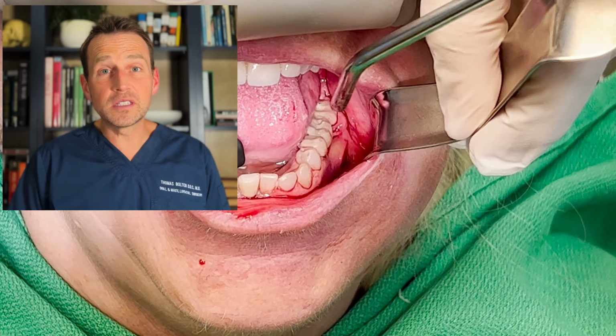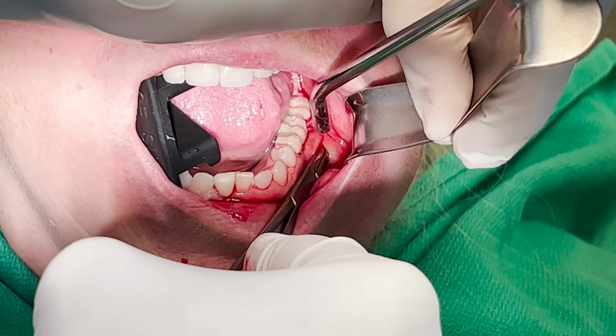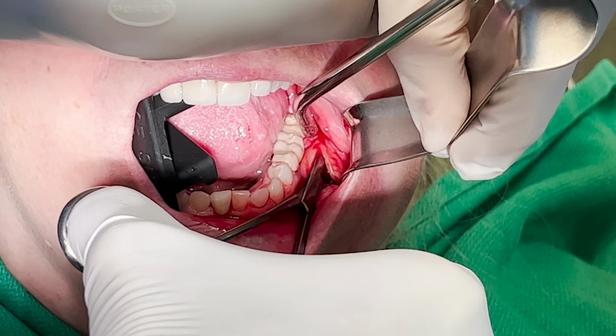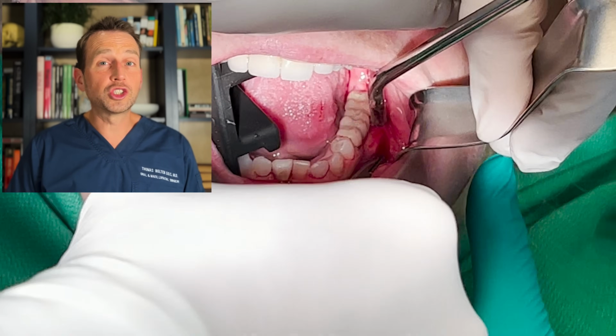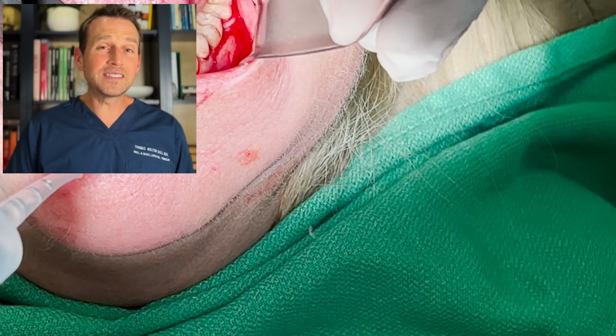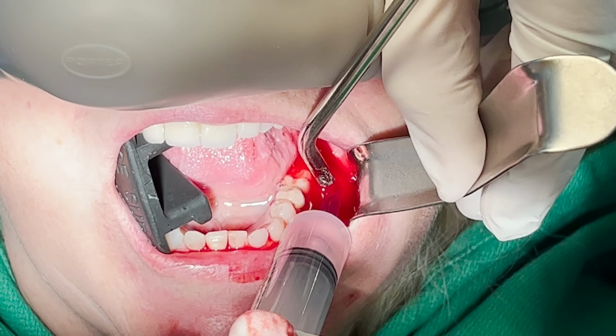Next, I use a hemostat to bluntly dissect around the abscess cavity. I can feel I am on bone, and I want to explore everywhere to make sure I don't leave any loculations behind. Next, I irrigate this cavity very thoroughly with normal saline.